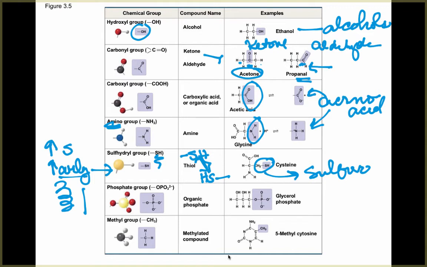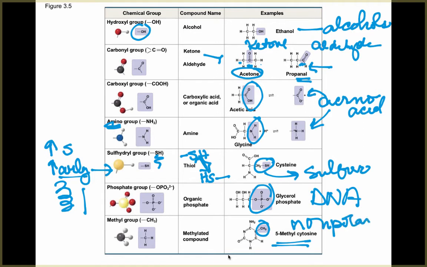Phosphate groups are going to be these, which has phosphate in the middle and oxygen around it. So you're going to find this a lot in DNA. And then, of course, this is your methyl group, right? And this guy you end up seeing a lot in non-polar molecules. You're going to see a lot of these in lipids or fats.